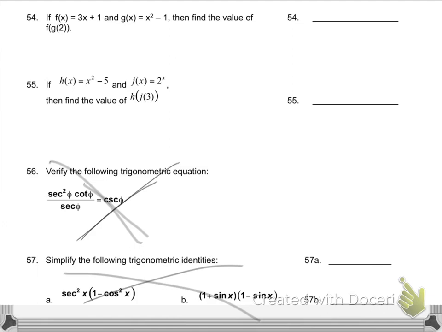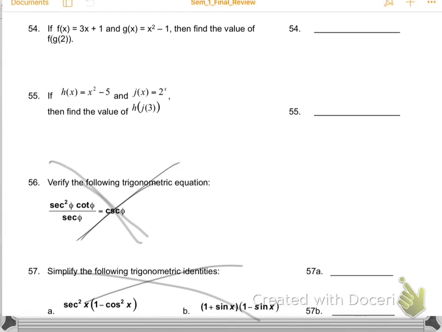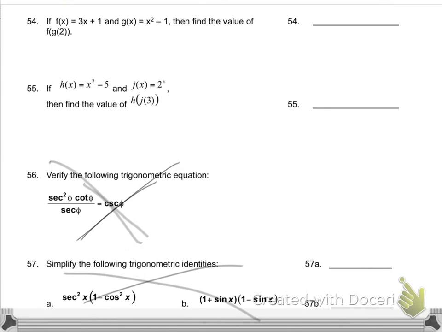54. If f of x equals 3x plus 1 and g of x equals x squared minus 1, then find the value of f of g of 2. So what we're going to find first is g of 2, okay? So I'm going to find g of 2 first. That means I'm going to go to the g function, and wherever there's an x, I'm going to plug in a 2. So let's do that first. G of 2 is going to be 2 squared minus 1, which is 3, okay? It's 3.